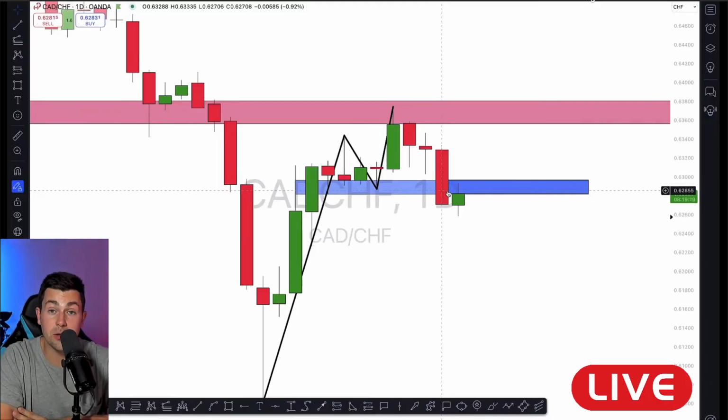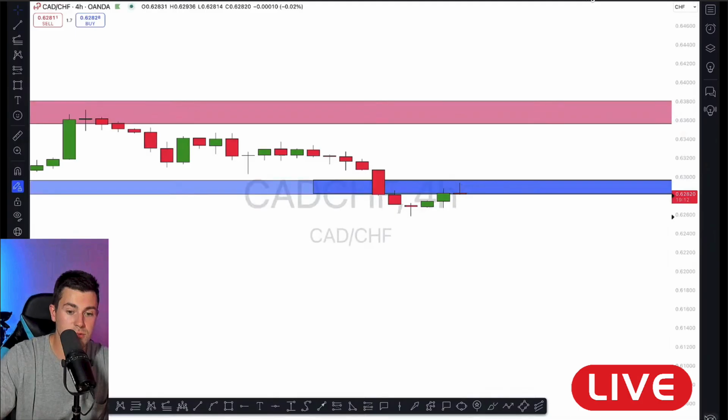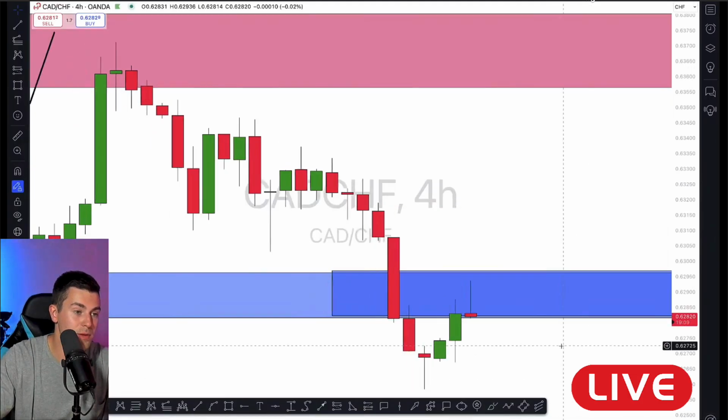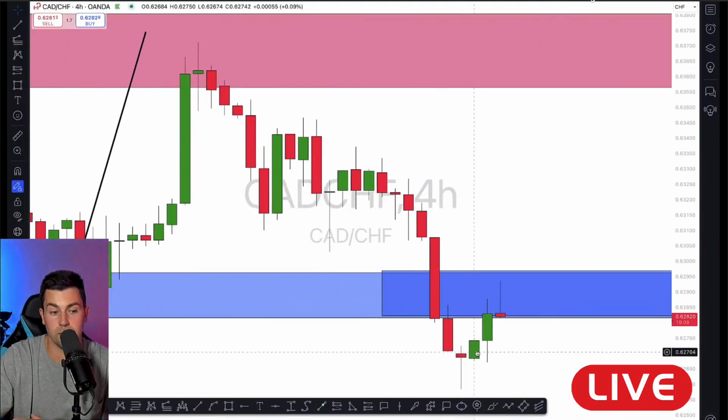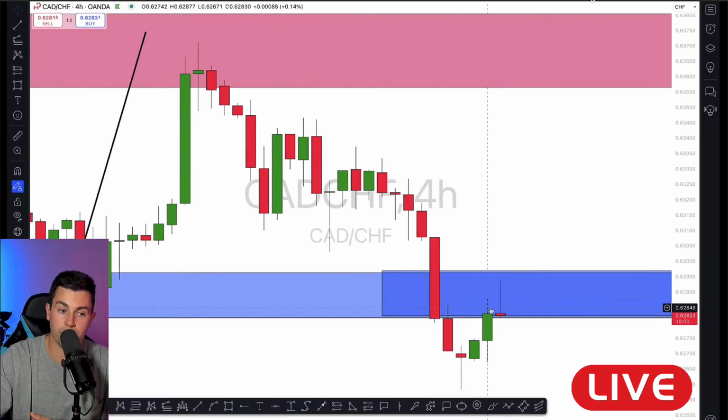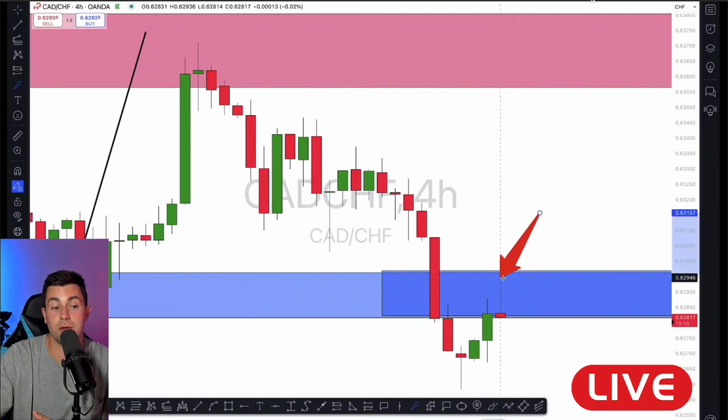Now let's discuss what kind of confirmation we can look for on lower time frames to sell the pair. First, let's check the 4-hour time frame to see if we have something special here. On the 4-hour time frame, there's nothing special. We just got a strong bullish movement, and once we reached our resistance, we can spot the rejection here.